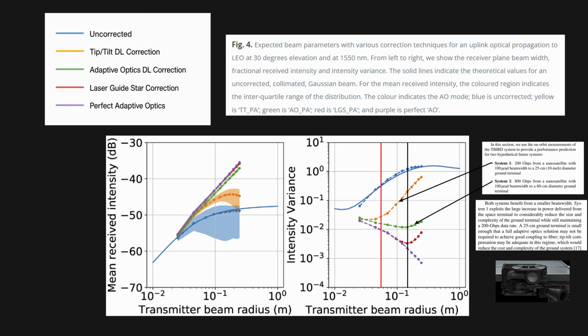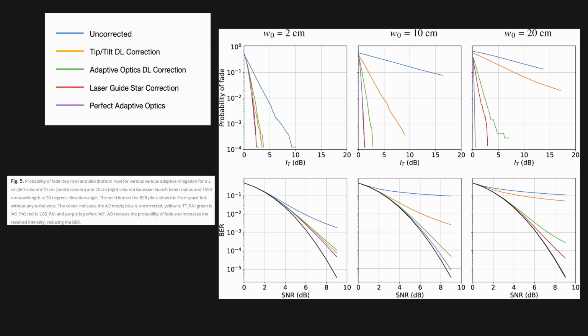And this little sweet spot for adaptive optics falls into the 25 to 60 centimeter diameter proposed by the T-Bird scientists. Although that proposal was only optimizing for downlink, not uplink, as is being simulated here. In this next chart, they use the calculated variance with an assumption of direct detection on-off keying to calculate probability of fade and bit error rate.